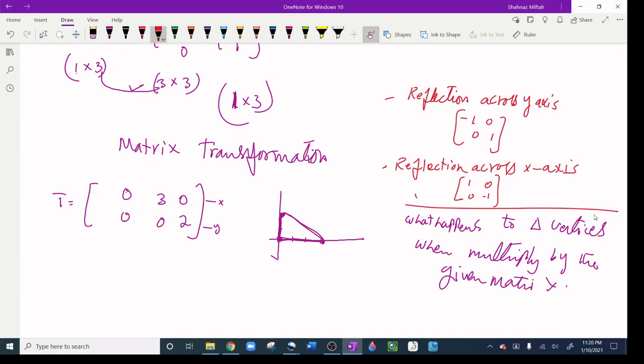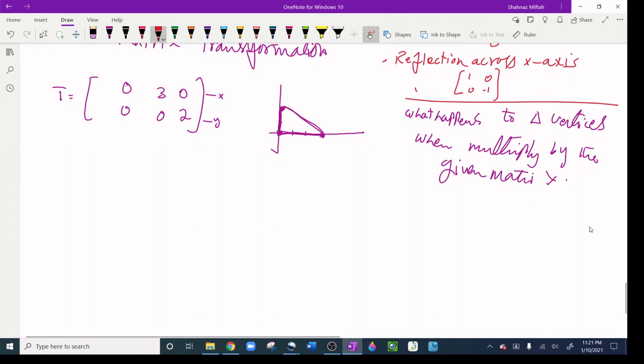Okay, now I'm going to do one more example for the multiplication, and then we're going to try the identity property. So let's do a multiplication example for this matrix transformation. I'm going to do the transformation in a different color. For example, my transformation is the reflection across the y-axis: -1, 0, 0, 1 times 0, 3, 0, 0, 0, 2.